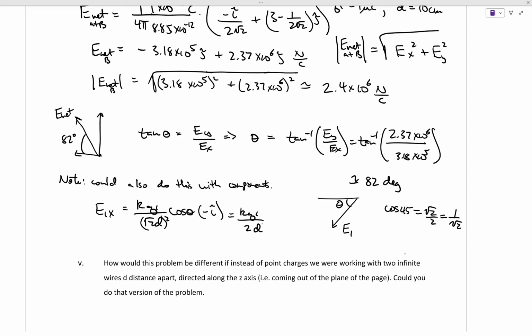If you're more comfortable working with angles, then do the components. If you're more comfortable working with the unit vector, or if you find that way useful, then do it that way. And you could see E1y would be the same thing. This would be k q1 root 2 over d squared times, in this case, the sine component, right? You would want the sine piece. And what's sine of 45 degrees but 1 over root 2? So you would end up in exactly the same place.